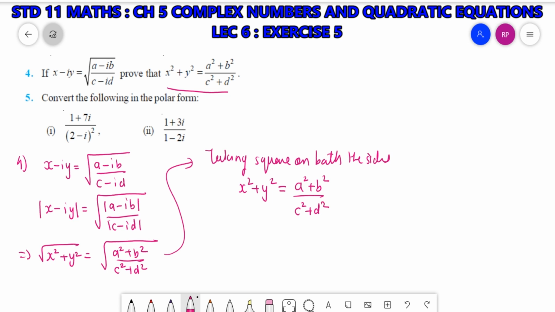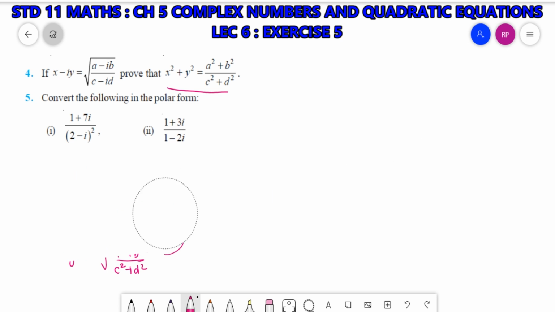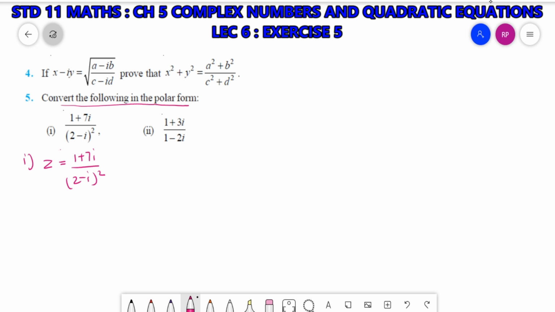Now let's move to the next question, that is question number 5. In question number 5, there are two sub questions. So first I will solve it, and second I am giving you to solve by yourself. So let's see the first one. Here z is equal to (1 plus 7i) upon (2 minus i) whole square. And the question is to convert the following in the polar form.